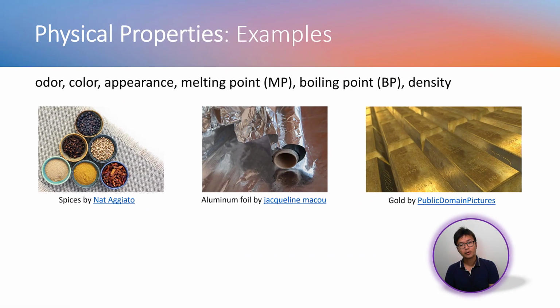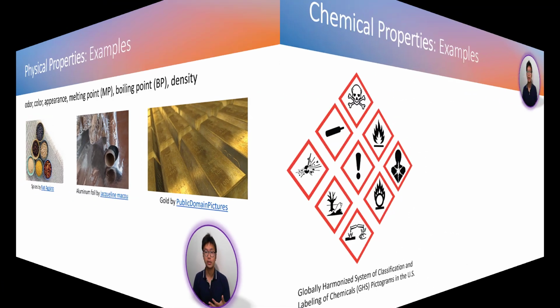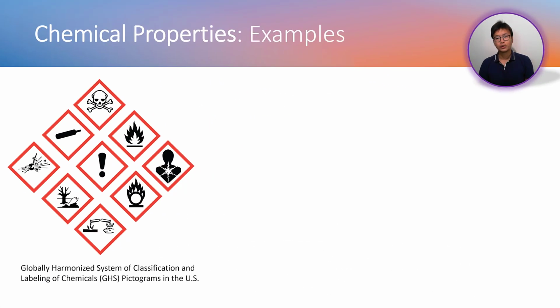So what are some examples of physical properties? Odor, color, appearance, melting point, boiling point. When we talk about melting point, it means the temperature at which a solid begins to melt. And boiling point is the temperature at which a liquid will turn into a gas. And of course, density is another physical property. Chemical properties. So I would like to introduce the Globally Harmonized System of Classification and Labeling of Chemicals.